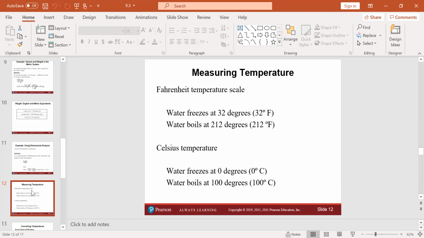The last leg here of chapter 9, we're going to talk about temperature. There's going to be two scales of temperature that we will concern ourselves with, Fahrenheit and Celsius. Fahrenheit is, of course, what we use here in the United States. Celsius is what is used through most of the rest of the world.